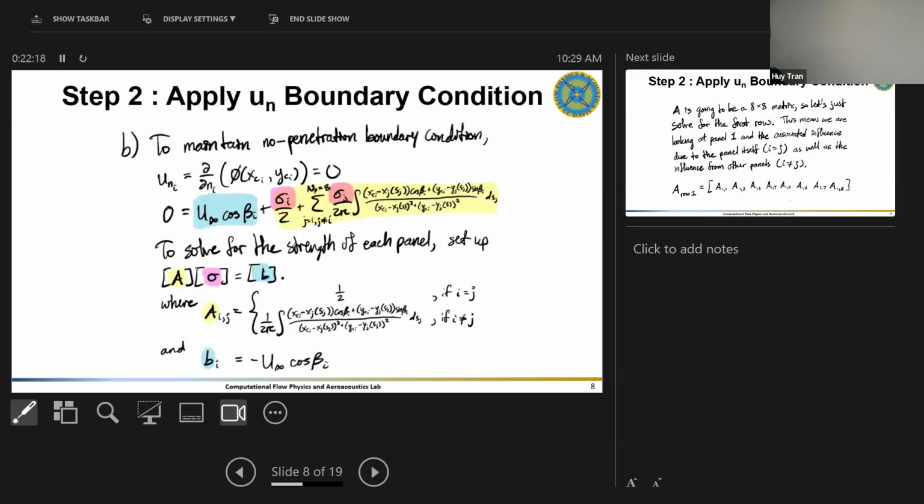Once again, just to quickly reiterate, that's the blue part. That's just the free stream influence. It's just the blue part. Okay, hopefully this helps you.